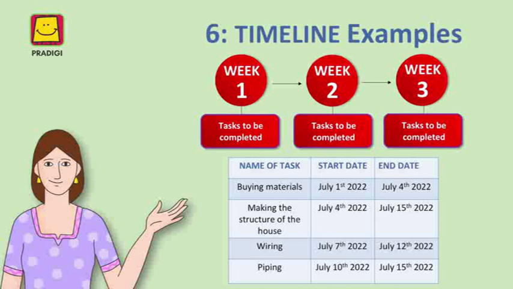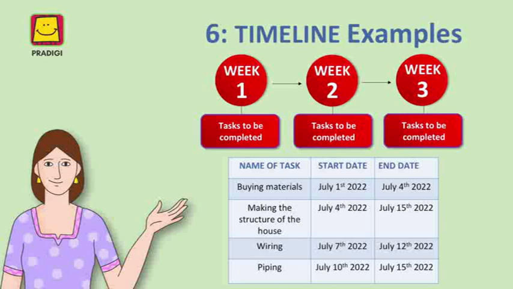first step of planning. For example, if we were making a timeline for house construction, our first task would be to purchase all the materials required. Then we could start making the structure of the house, and then other tasks such as wiring, plumbing, and painting can take place.